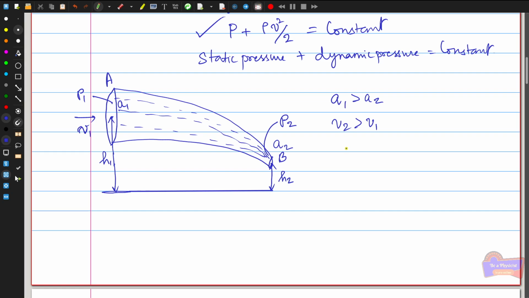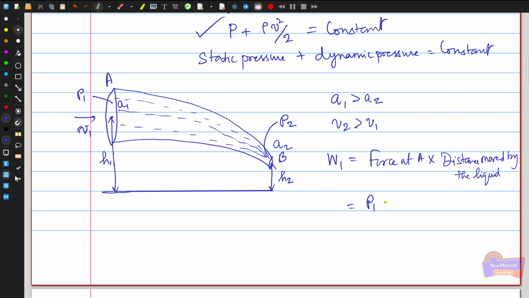Therefore, suppose the work done per second on the liquid entering at A is taken as W1, that is the work done to move the fluid from point A, which is given as the force at A multiplied by the distance moved by the liquid per unit time. So I can write the force as P1 into A1, and the velocity is taken as V1. Therefore, W1 is equal to P1 A1 V1, that is the work done.